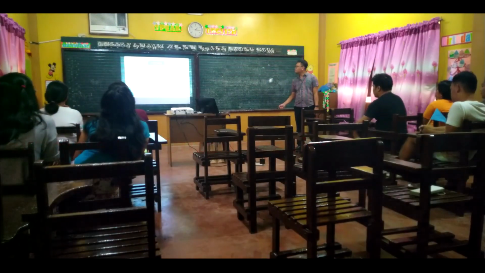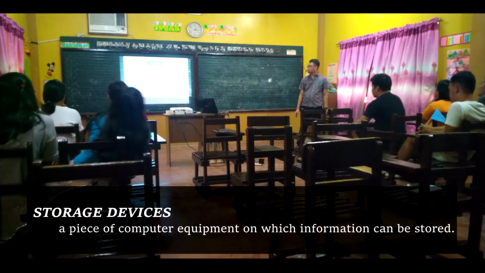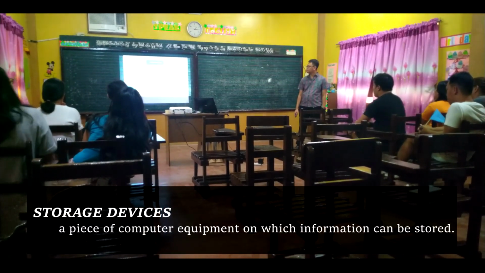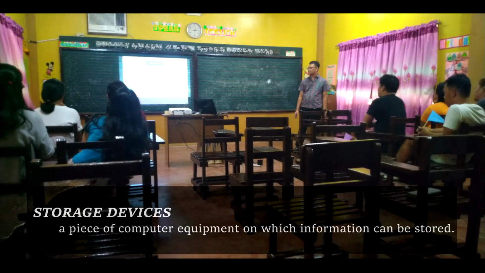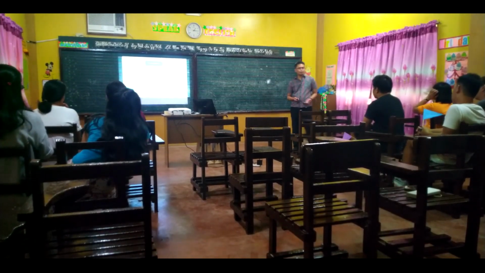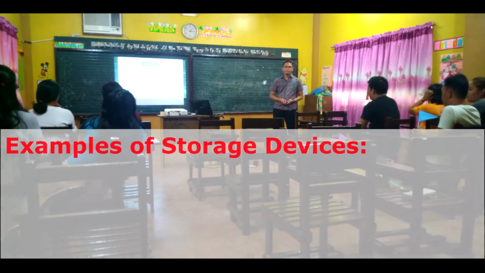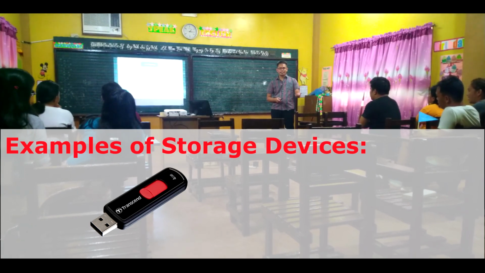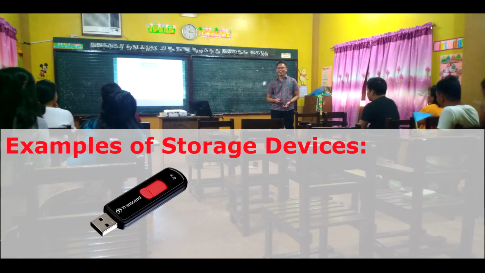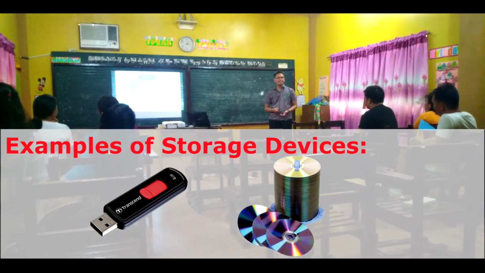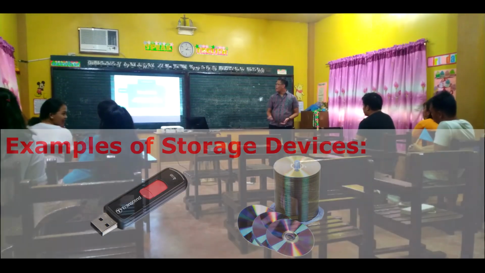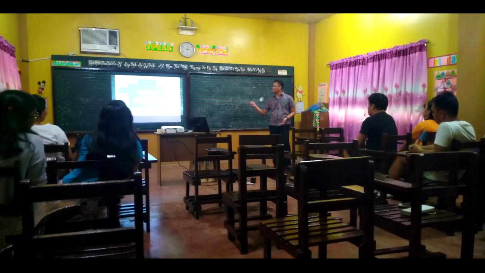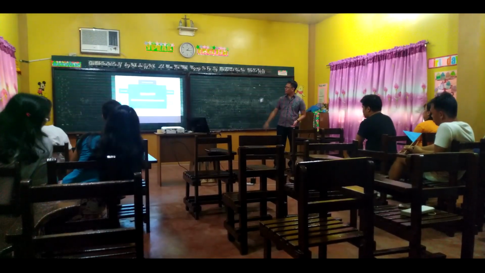Next we have storage devices: a piece of computer equipment on which information can be stored. Who can give me an example of a storage device? That's right, flash drive. What else? Hard disk. What else? CD-ROM or CD. Okay, so those are storage devices. Now the last one we have.